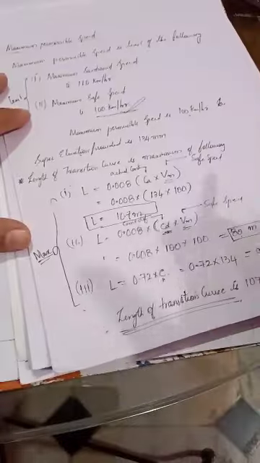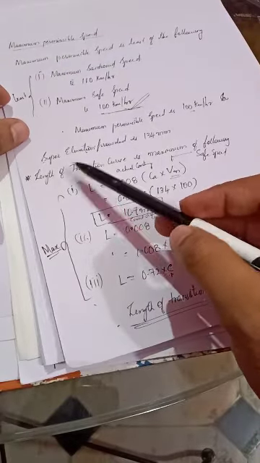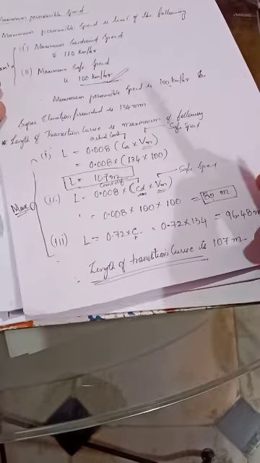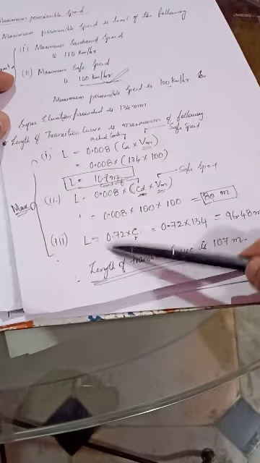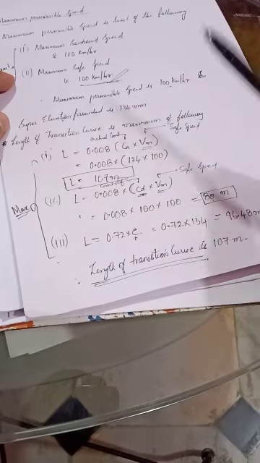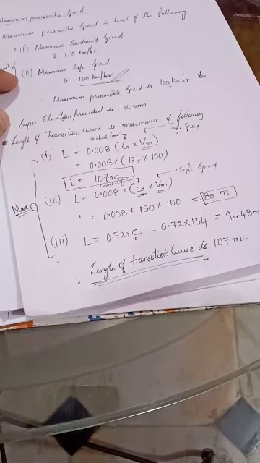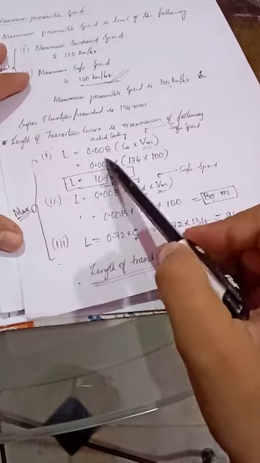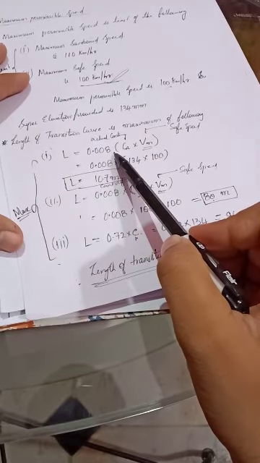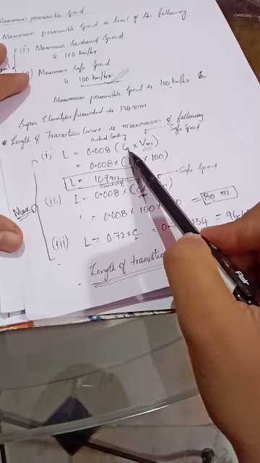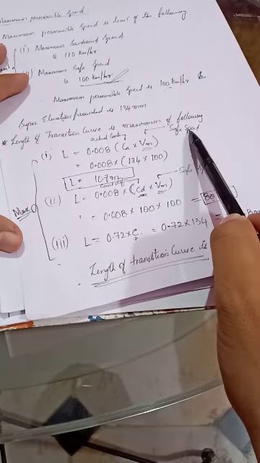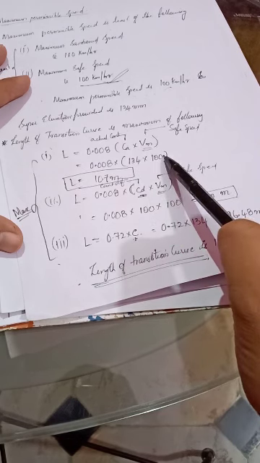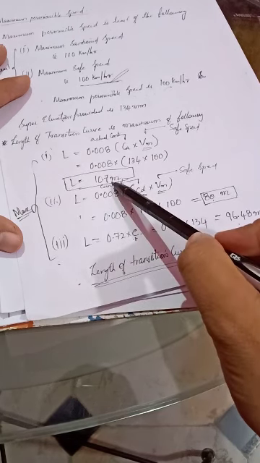Now one more extra thing in this question is the length of transition curve. Length of transition curve is the maximum of the following. We have three formulas. From those three formulas we will be getting three lengths, and from the three lengths the maximum is the length of transition curve. So the first formula is 0.008 into CA into VM. CA is actual cant, VM is safe speed. You know that actual cant is 134, VM safe speed is 100. So we have got 107 meters.